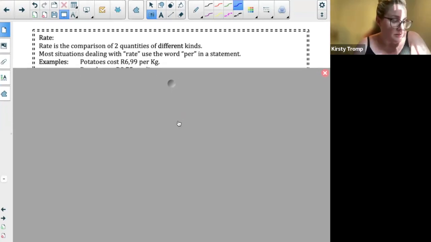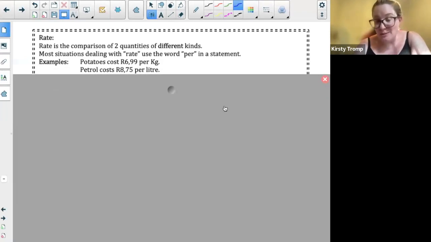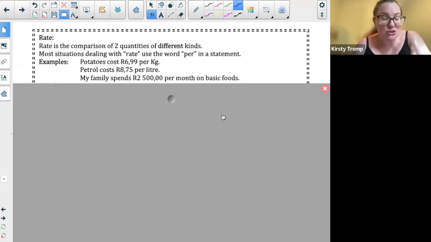For example, potatoes cost R6.99 per kilogram. So potatoes cost R6.99 per kilogram. Petrol cost R8. Well, I wish it cost this much. Petrol cost R8.75 per liter. My family spent R2,500 per month on food.